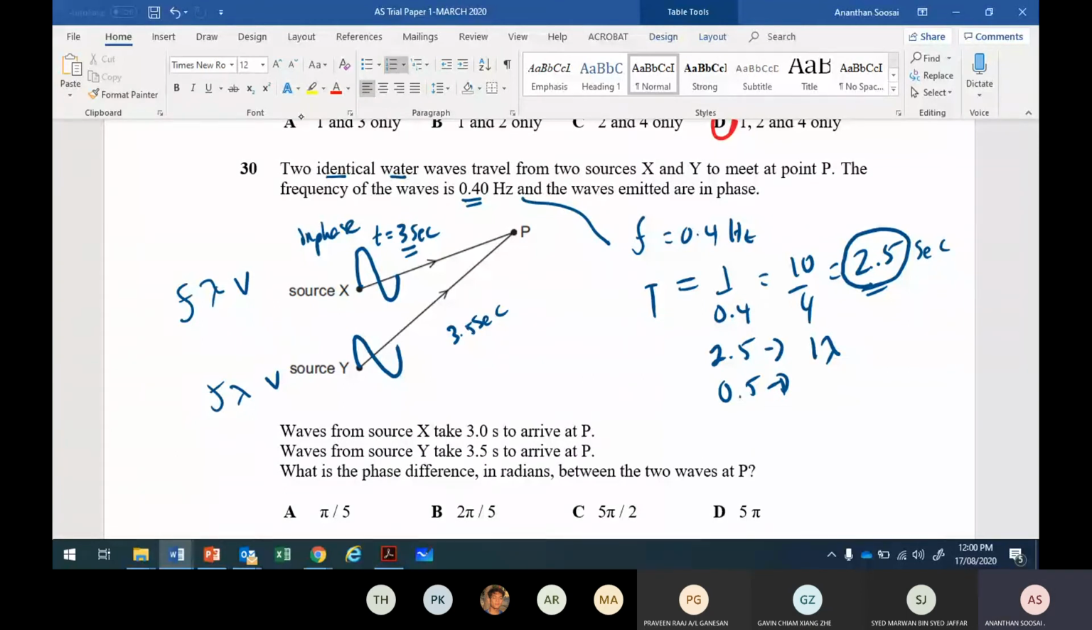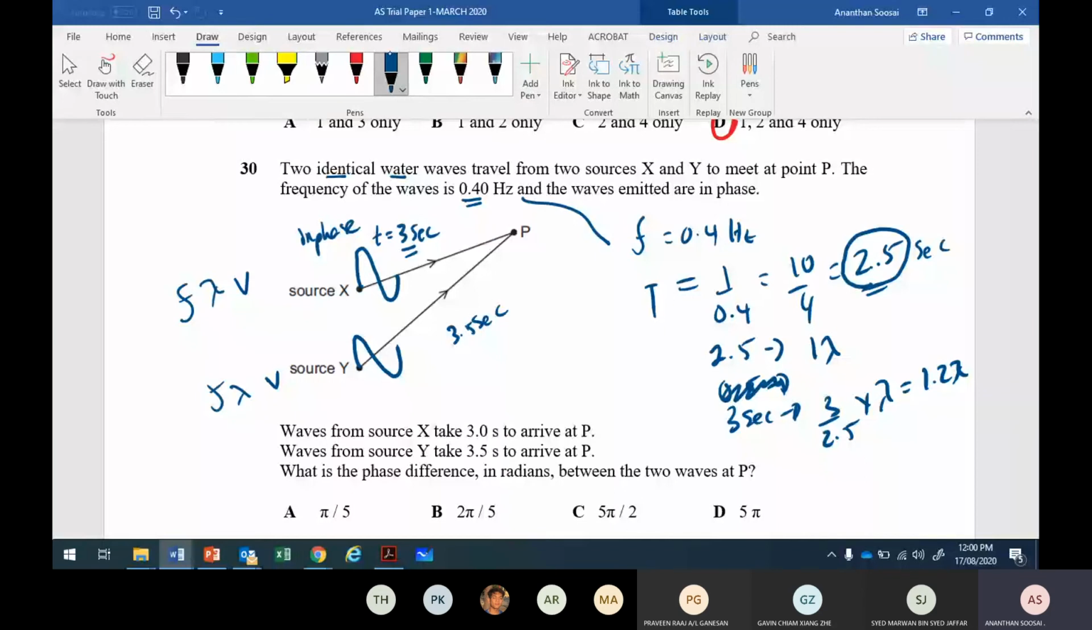Sorry, we go for 3 seconds. 3 seconds will be how many lambda? So 3 divided by 2.5 times lambda, how much do you get? 1.2 lambda. Okay, that means this x1, the amount of wave it travels, is 1.2 lambda.